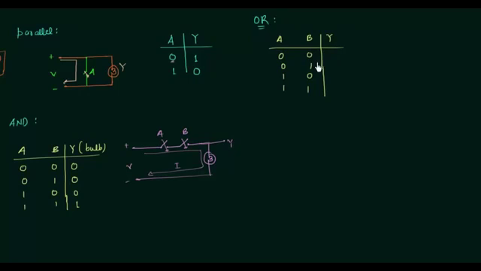In the first case, both inputs are low, so Y is going to be low. In the second case, B is high, so Y is high. In the third case, A is high, so Y is high. And finally, both of the inputs are high, so the output is high.